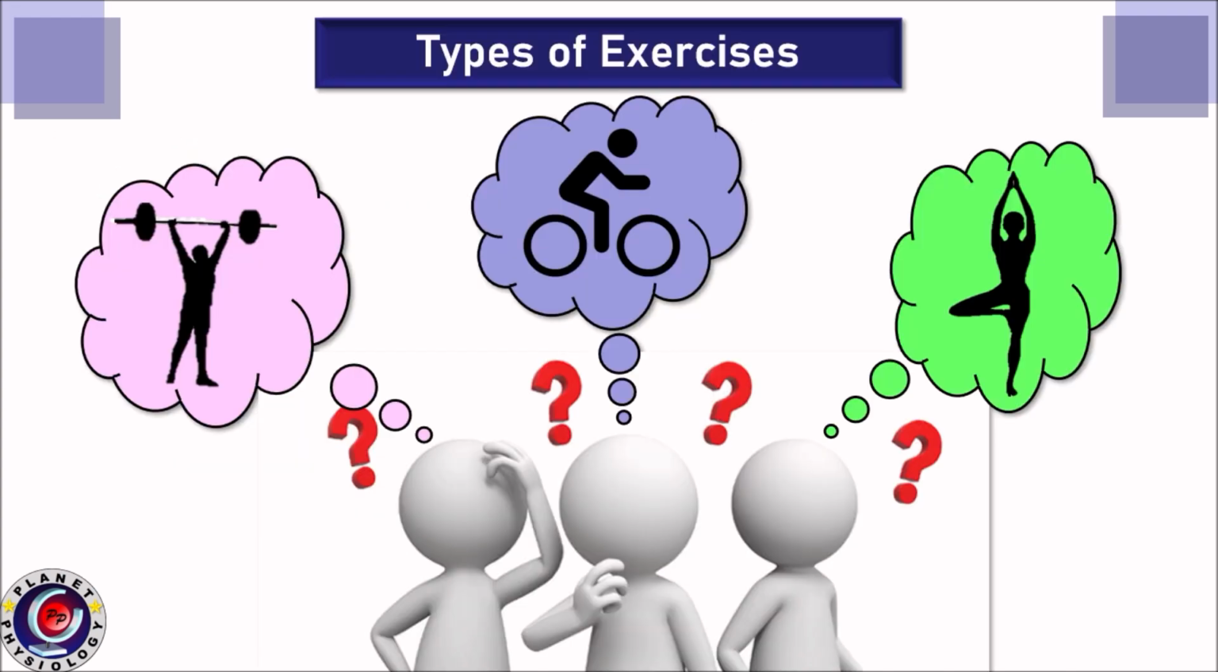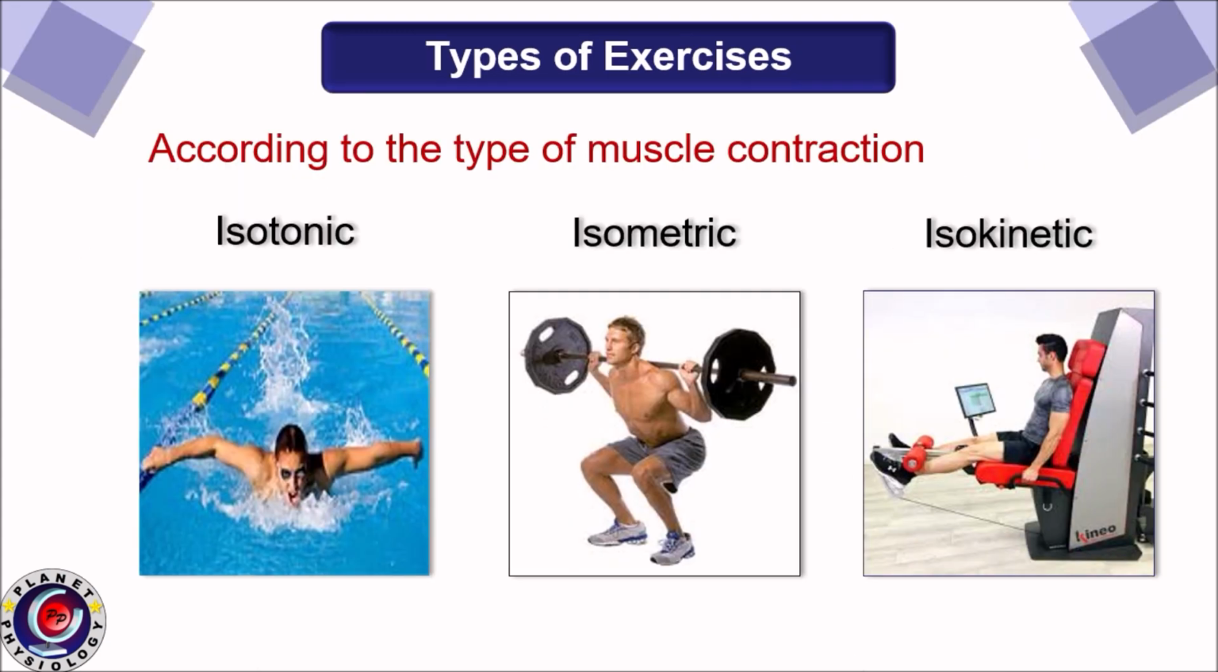Whenever we think of exercise, we imagine various different exercises. So let us study what the types of exercises are. Exercises can be classified based on various factors. According to the type of muscle contraction that occurs during exercise, it can be isotonic, isometric, and the third type in this category is isokinetic exercise. Isokinetic exercises are performed with the help of machines. They change the resistance offered to the muscle as we perform the movement.